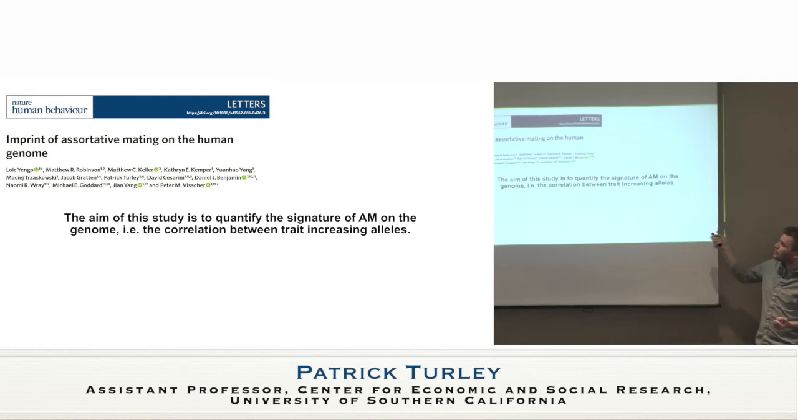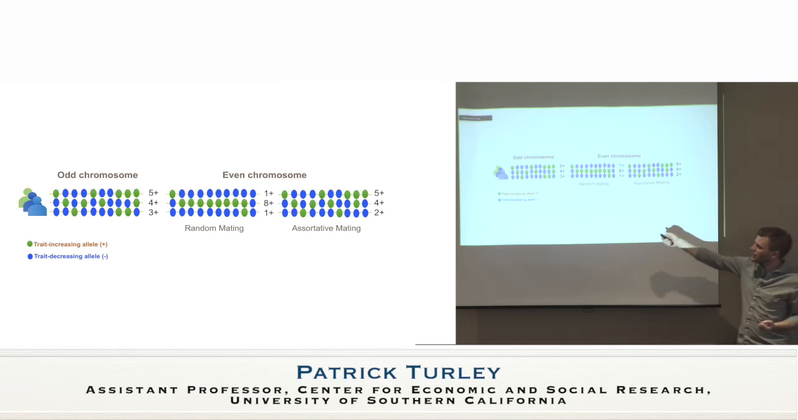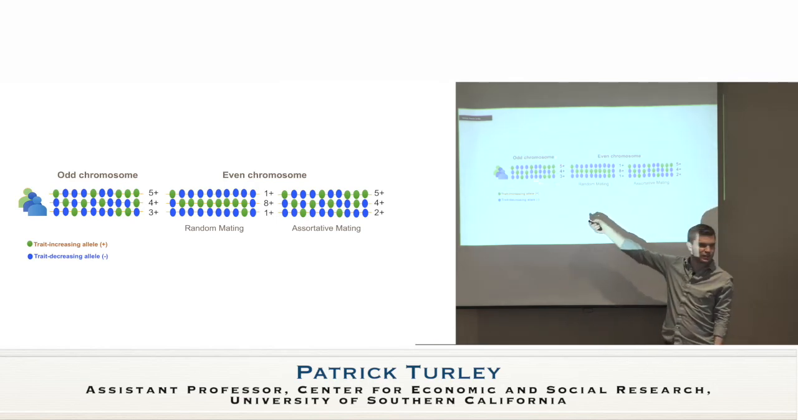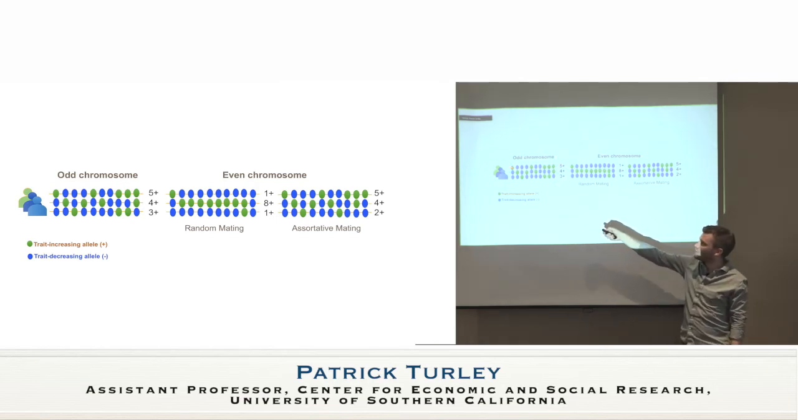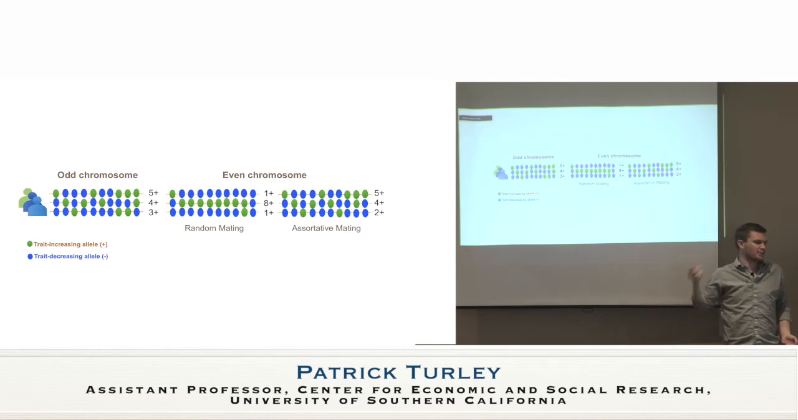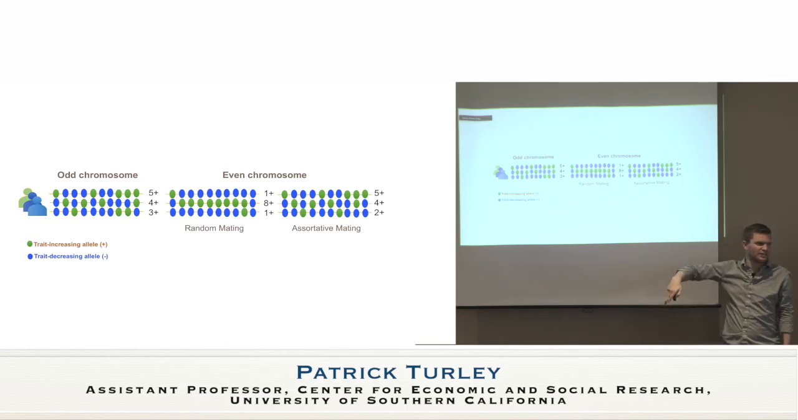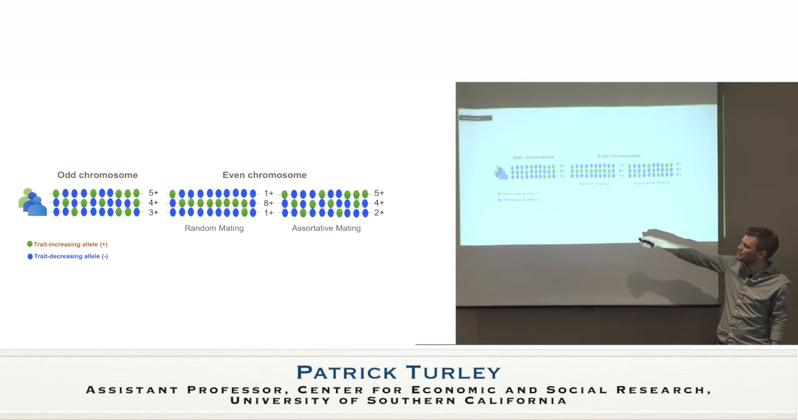And so let's talk about how they do it. So imagine that you have 3 individuals, and the green dots here for each of these rows correspond to alleles that increase the trait that we're interested in. So if we're thinking about height, then each green allele increases height, and each blue one is associated with decreased height. And so this person is predicted to be the tallest, and then the medium, and this person is predicted to be the shortest of these 3.